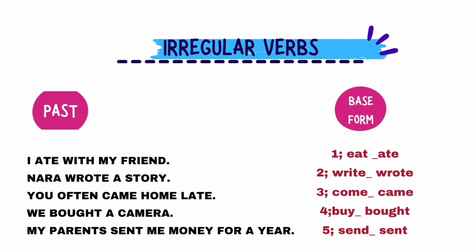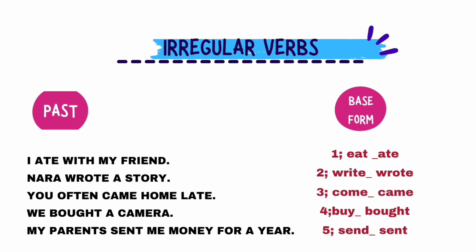I ate with my friend. The verb here is ate. Ate is the past simple tense of eat. The next example says Nara wrote a story. The verb is write. And because it's irregular, to change it into the past tense, we change the verb to wrote. You often came home late.